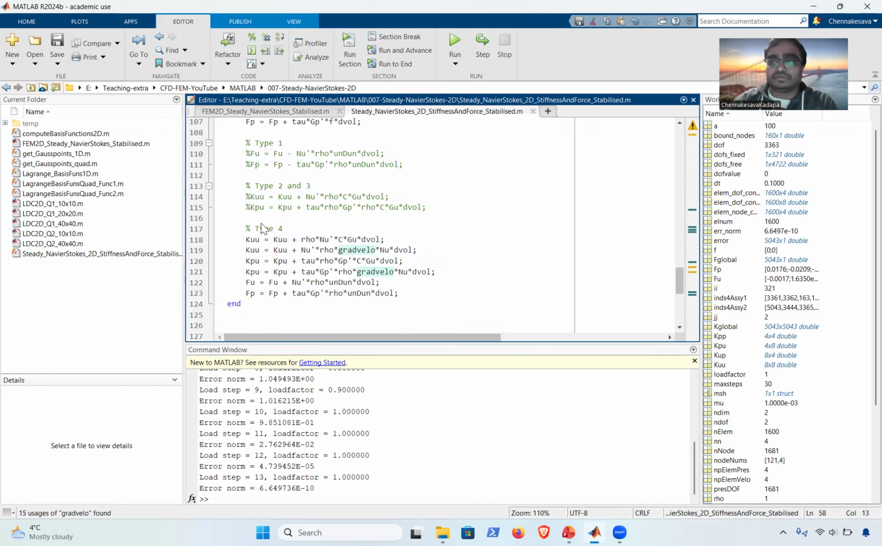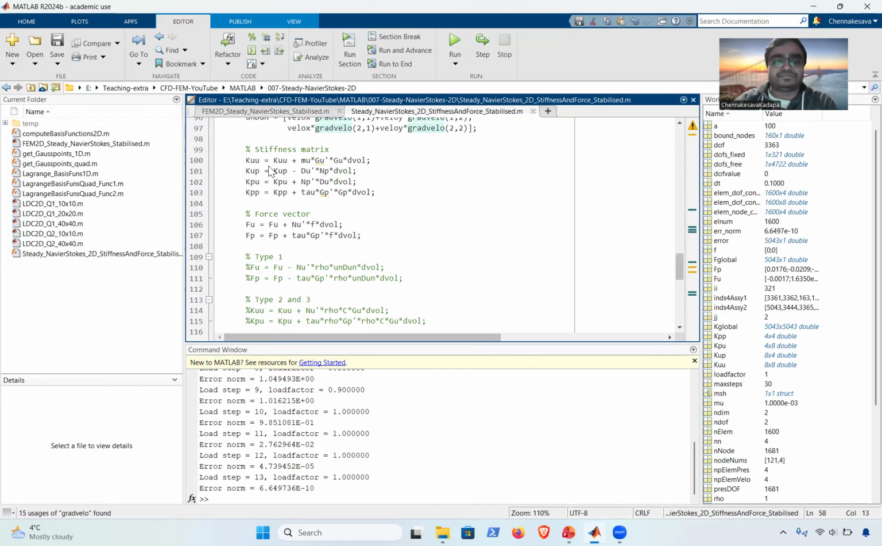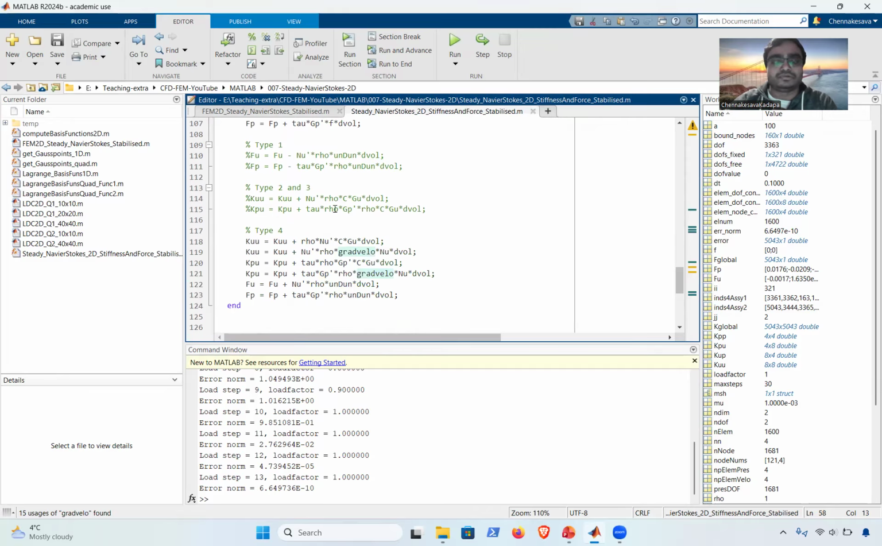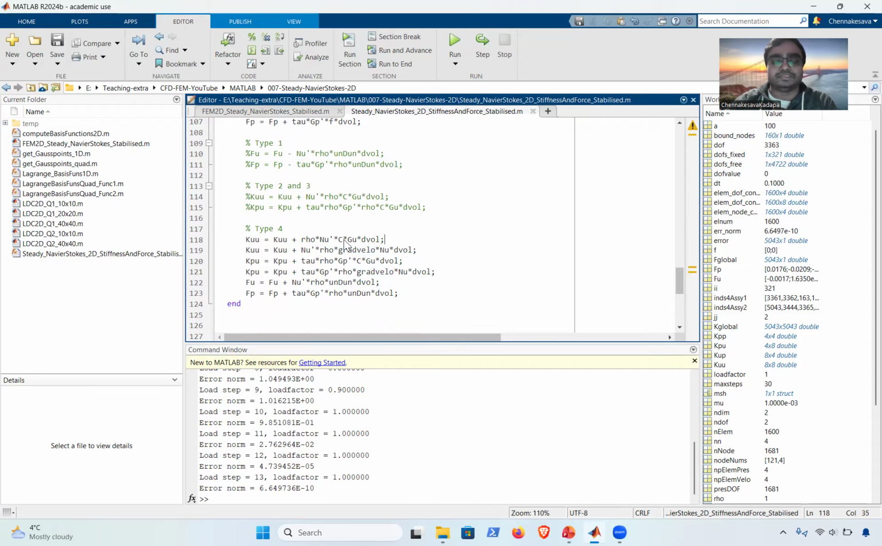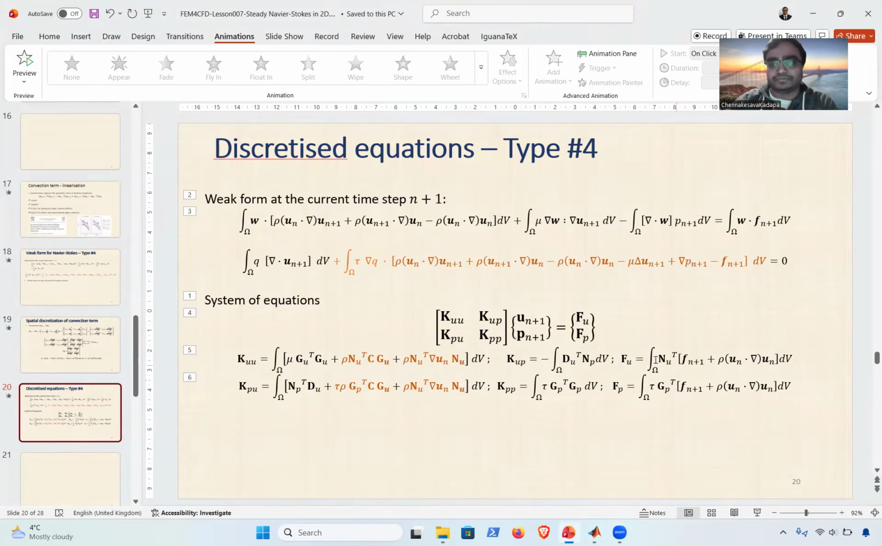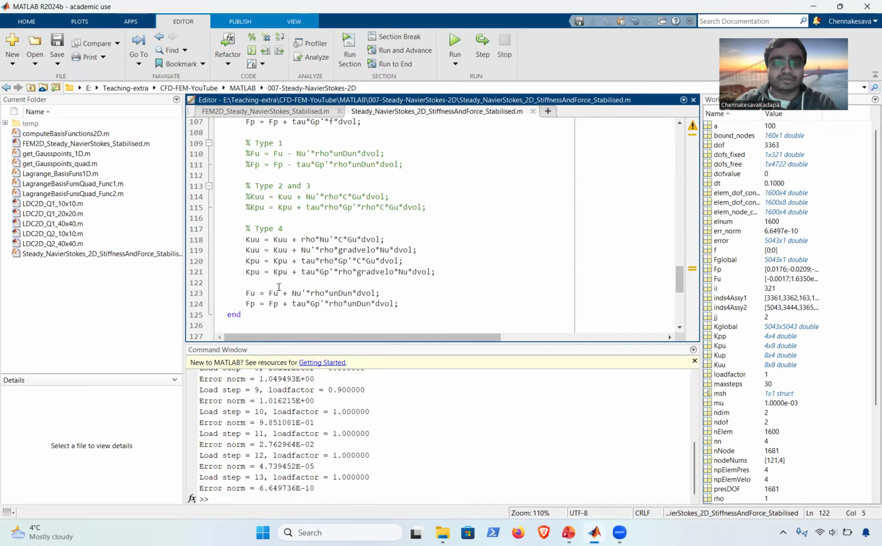So for type 4 stream, on top of the contributions for the Stokes flow, we have these contributions for Navier-Stokes. These are the extra terms, as you can see. For FU and FP we have plus here, and this is rho UN DUN, and for FP the same, but in terms of the stabilization parameter and GP transpose.